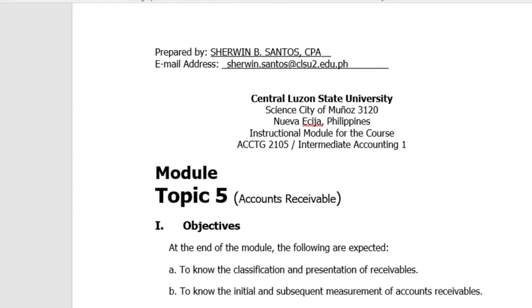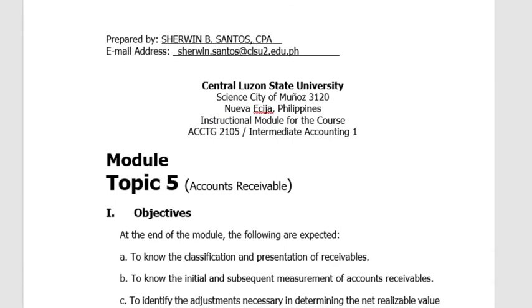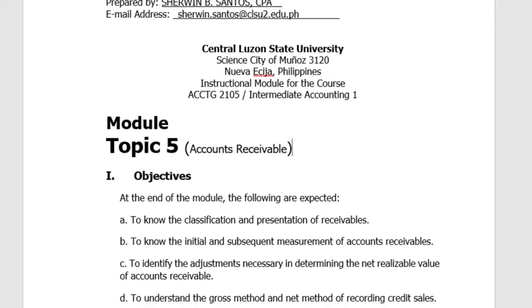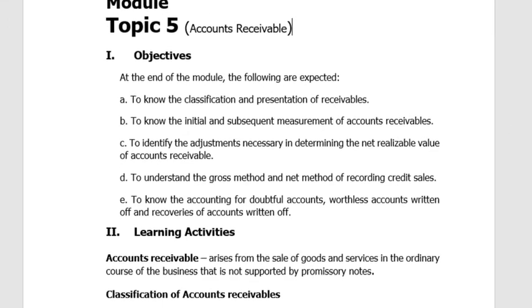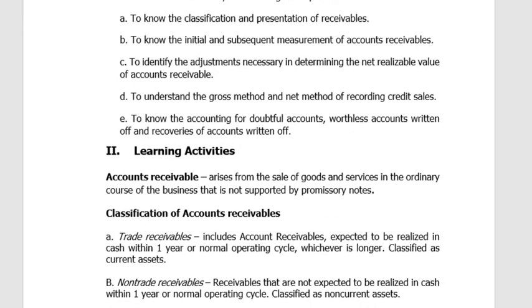At the end of the module, we will be able to know the classification and presentation of accounts receivables, the initial and subsequent measurements of accounts receivables, the adjustments necessary in order to determine the net realizable value of accounts receivables, understand the gross and net method of recording credit sales, the accounting for doubtful accounts, worthless accounts written off, and recoveries of accounts written off.